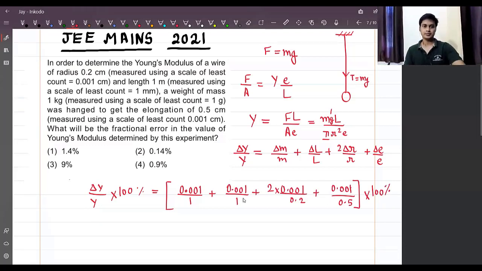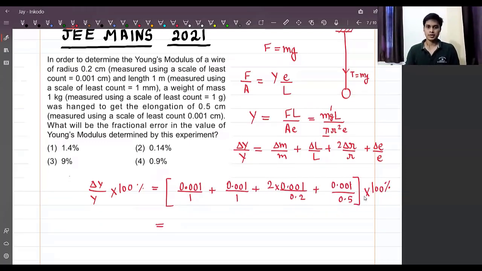If we calculate this, we'll be getting 100 multiplied by every number inside. So this will be 0.1. This will be again 0.1. Here it will be 0.1 by 0.2, that is 1 by 2, 0.5 multiplied by 2, that is 1. And this will be 0.1 by 0.5, that is 1 by 5, so 0.2. The answer here will be 1.4%.